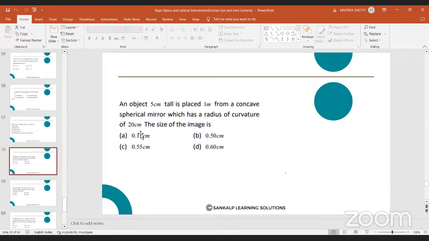So here what we do, we have the object distance as minus 1 meter. Object distance is minus 1 meter. And the focal length is half of the radius of 20 centimeter, that is minus 10 centimeter. Okay. Minus is coming. Then formula 1 by v is equal to 1 by f.